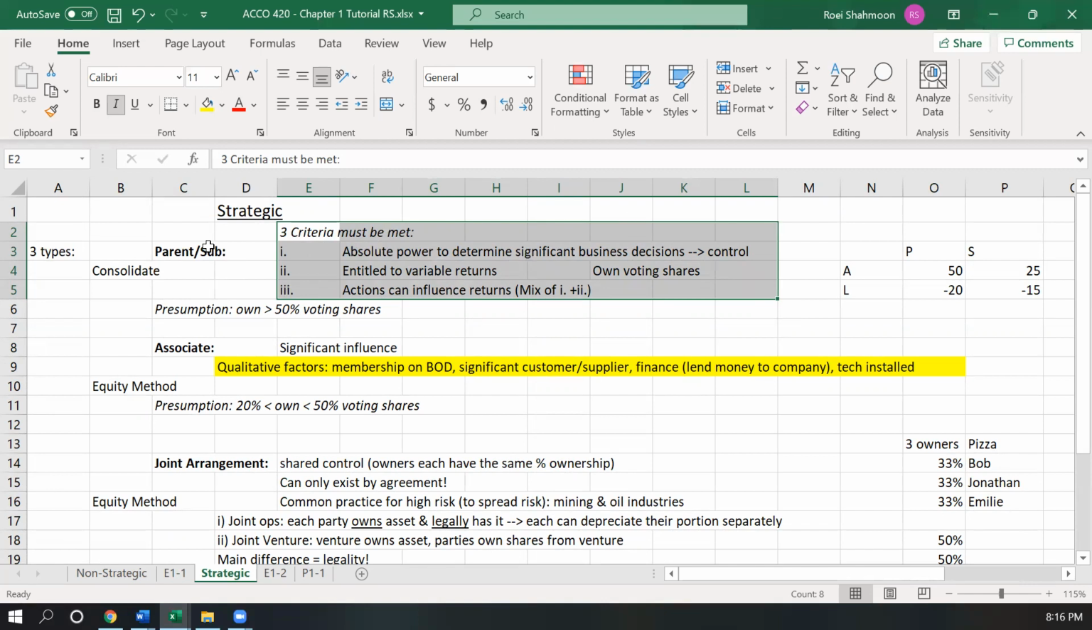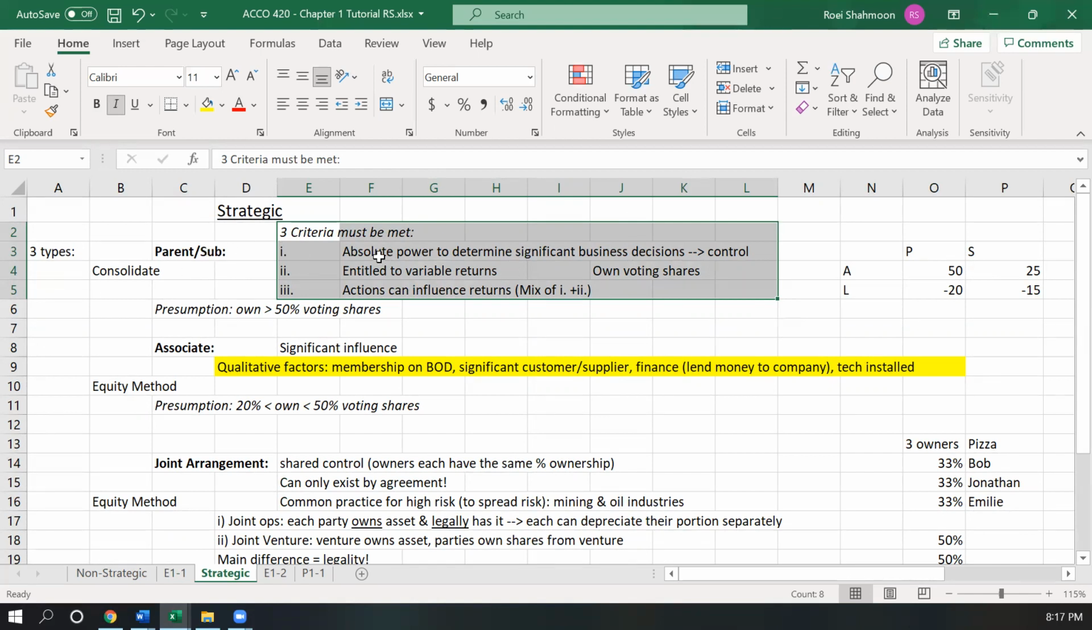So criteria number 1, absolute power to determine significant business decisions, AKA control. Guys, the key words here are absolute and control. Absolute means nobody can contest you. You are the boss. You're the king. You're the queen. You're the big boy.